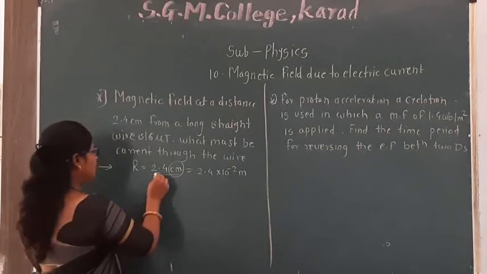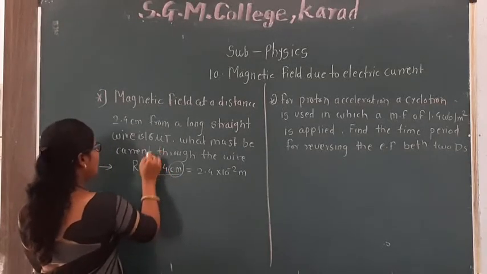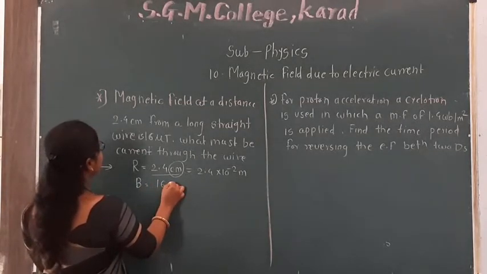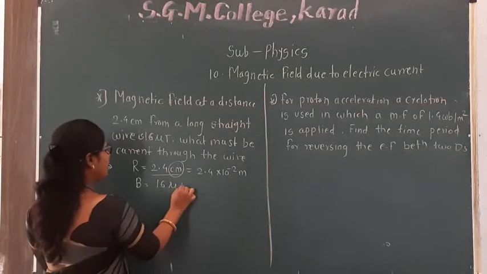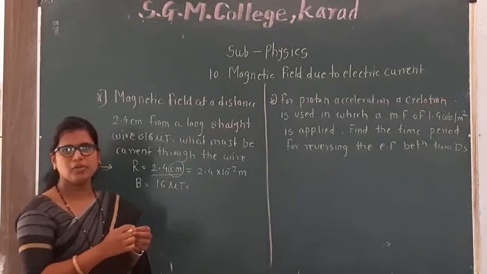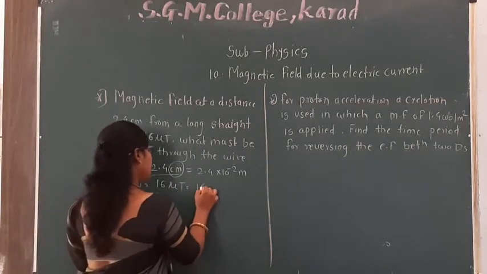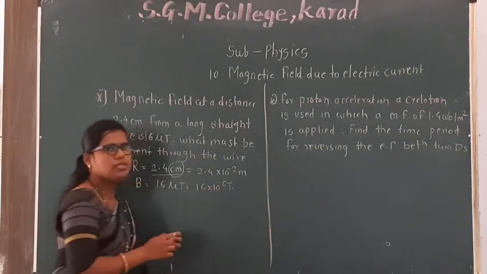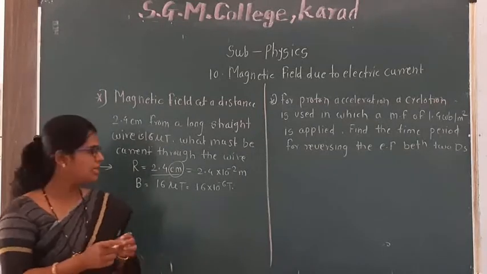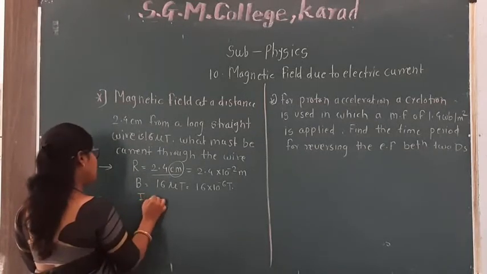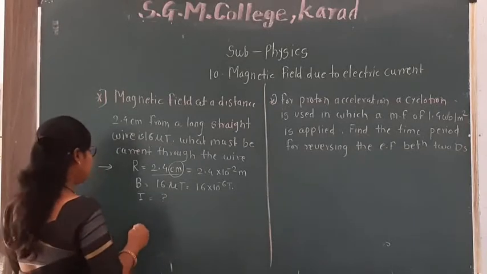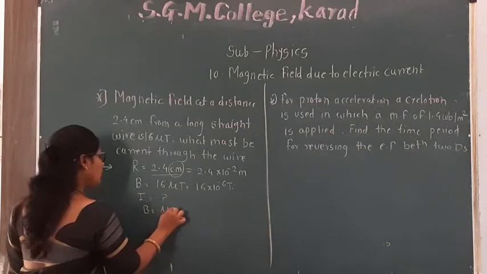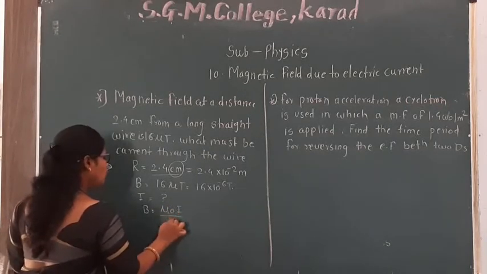Last, see B is given as 16 microtesla. If it is in microtesla, convert into Tesla. Then 16 into 10 raised to minus 6 Tesla. Here we also have to calculate I's value. I is equal to question mark. Therefore, B is equal to the same formula we have to use, mu 0 I upon 2 pi R.